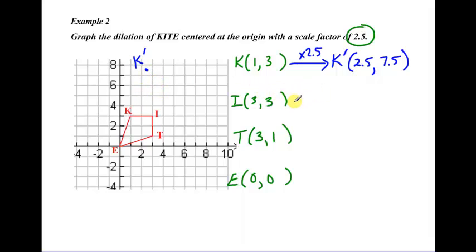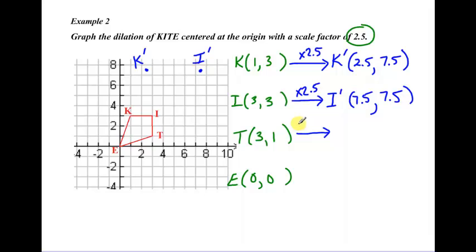Now we just repeat the same thing for all these points. So taking I through a dilation with a scale factor of 2.5 is multiplying it. I prime. What's 3 times 2.5? Well, I just did it up there, so it's 7.5. And what's 3 times 2.5? Still 7.5. That's not changing. All right, let's put that on our graph. So 7.5 out on X, 7.5 up on Y. And label that one I prime.